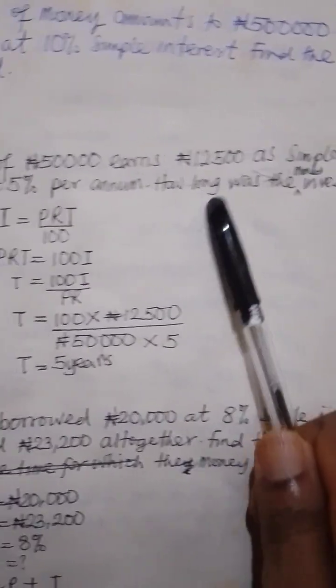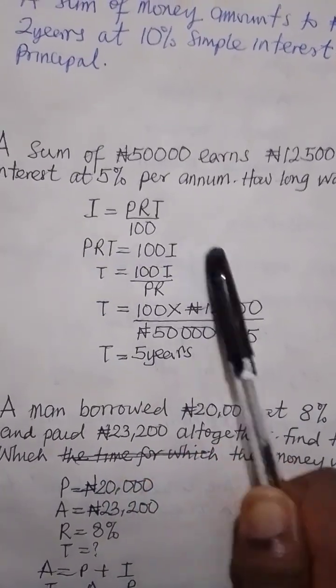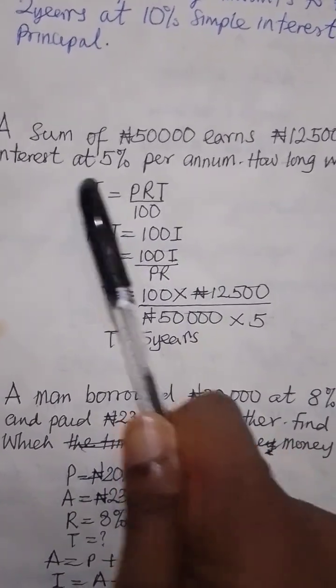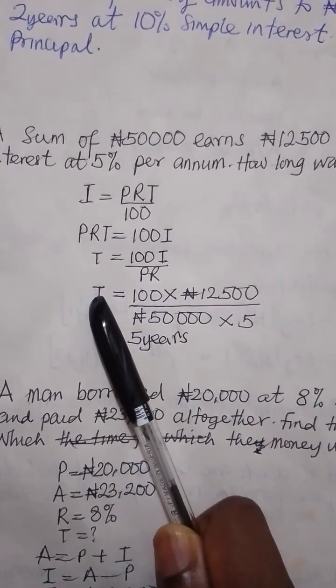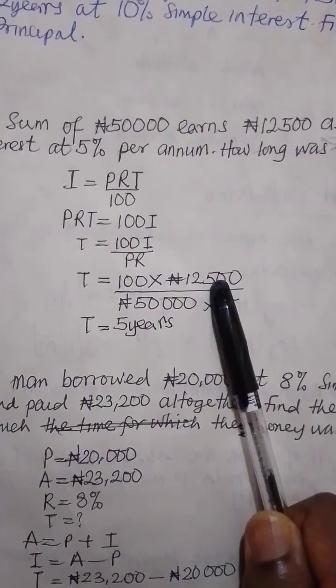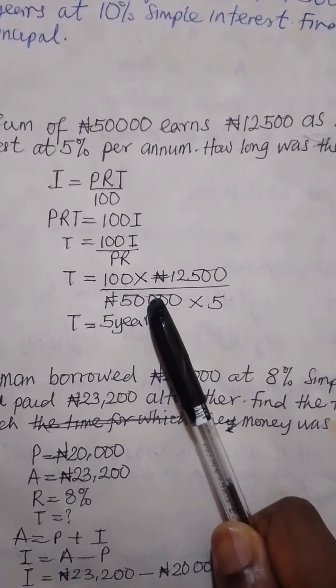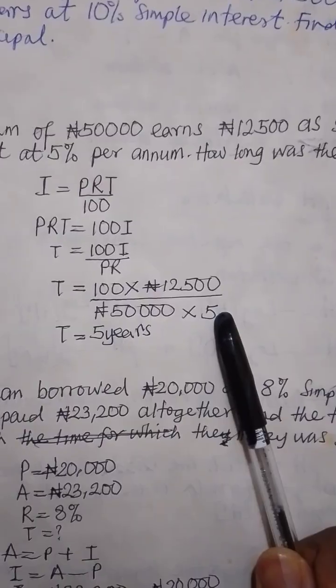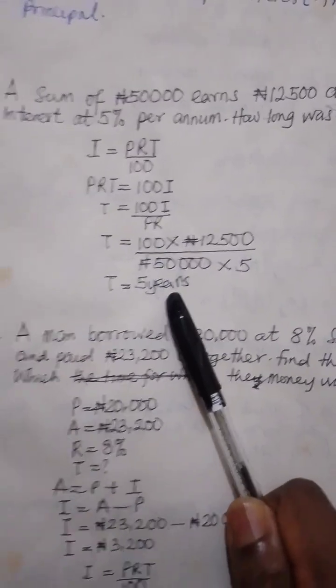We're told to look for time. So make T subject of the formula by dividing both sides after cross multiplying by PR. So then our T is 100 times the interest, 12,500, divided by 50,000 divided by 5, which is the rate. If you resolve this properly, you will get 5 years.